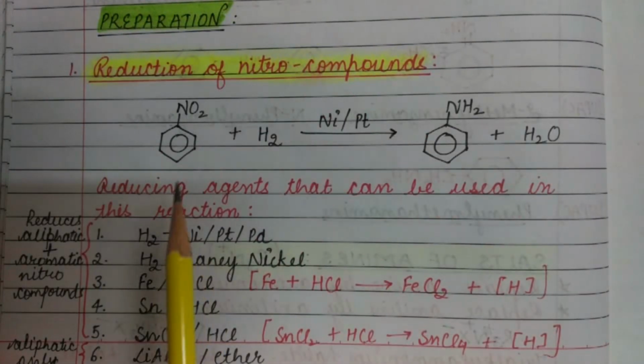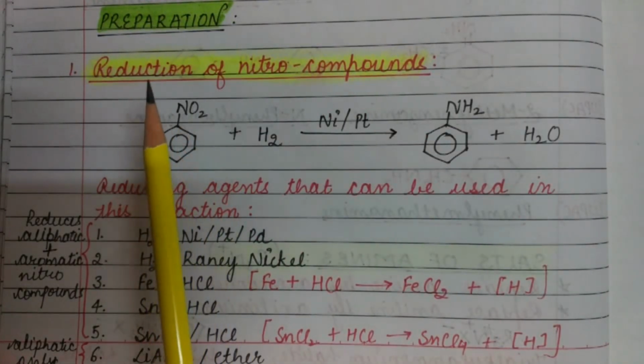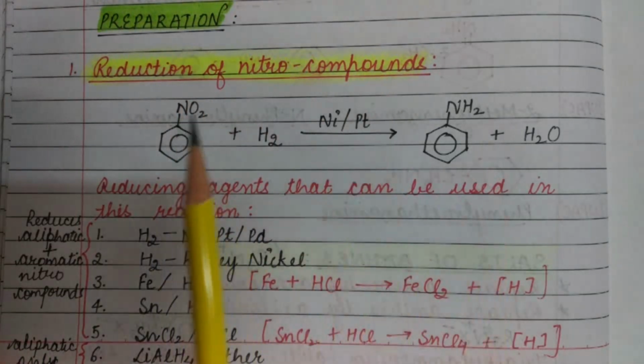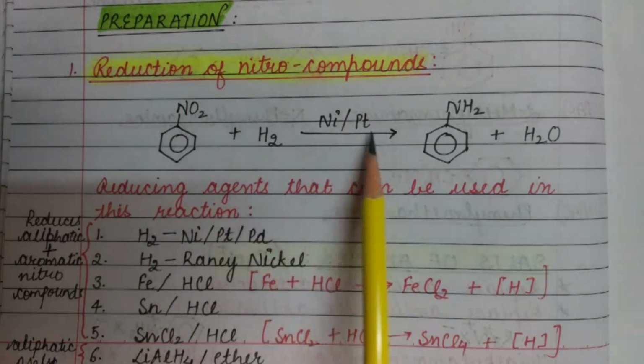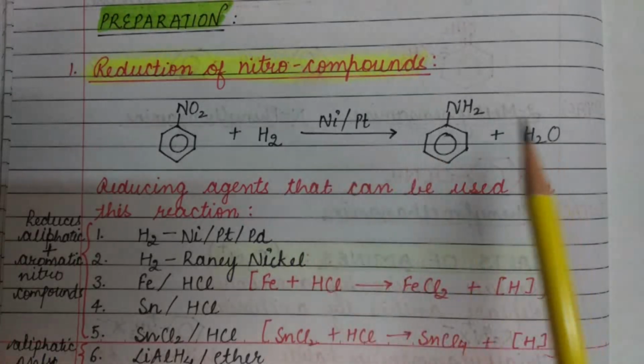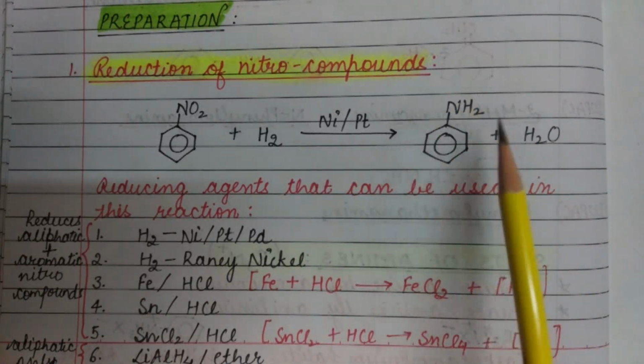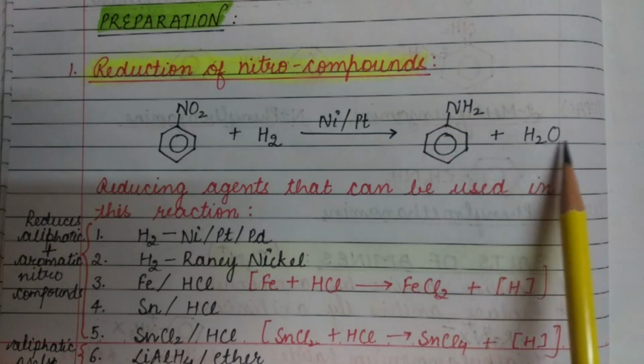Then we have the preparation of amines. The first method is by reduction of nitro compounds. When nitro compounds are reduced in the presence of some reducing agents, it forms aniline, that means amines, plus water.